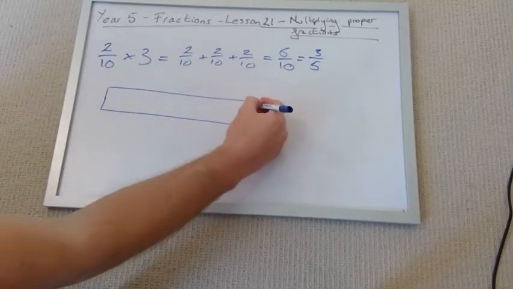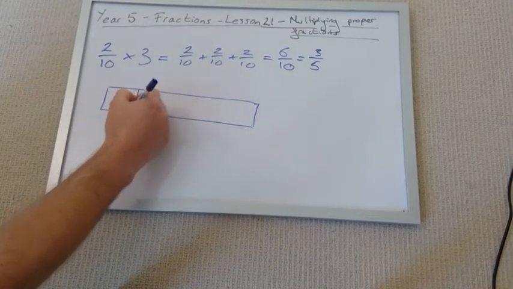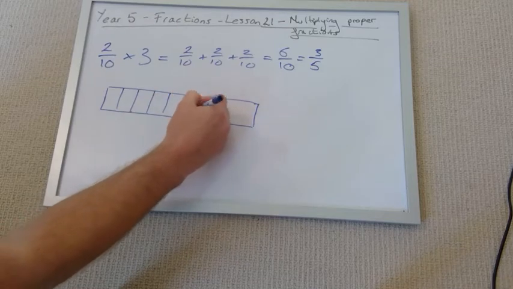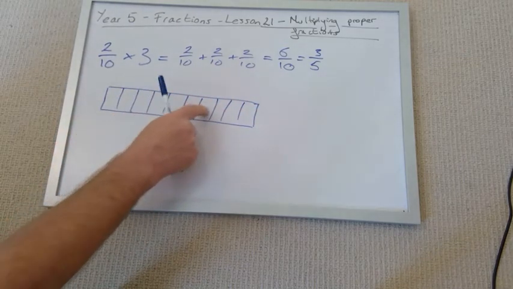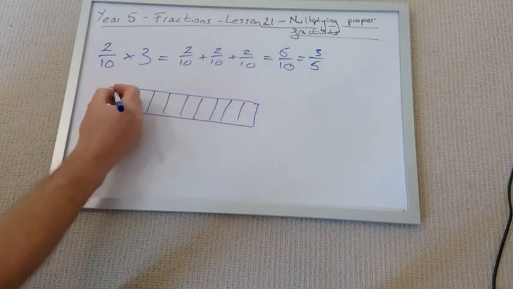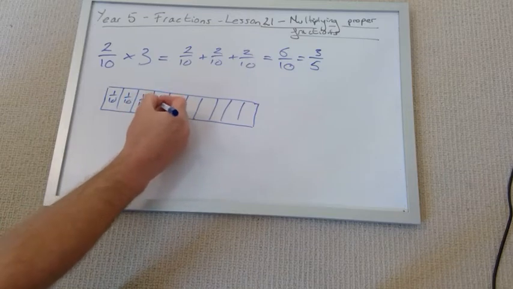And I'm going to split this into 10 parts. So, just double check: 1, 2, 3, 4, 5, 6, 7, 8, 9, 10. Yep. Each one is a tenth. Each part of this fraction strip is 1/10.